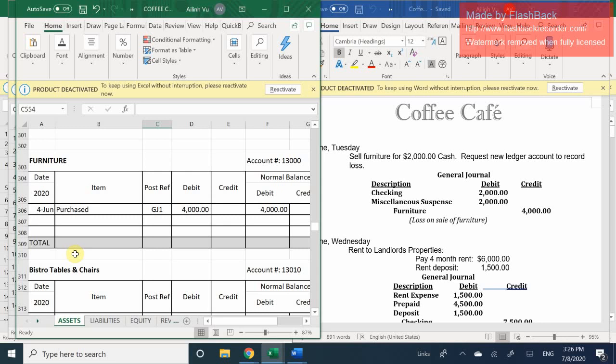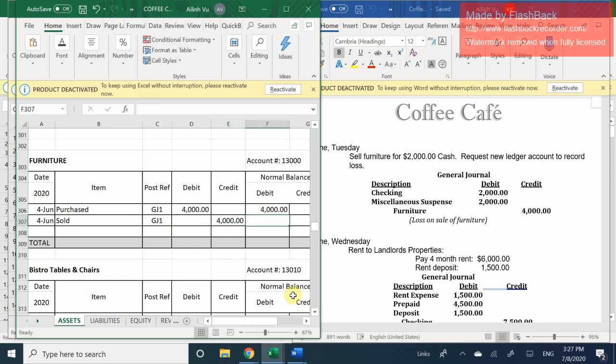I don't plan on keeping it, so I'm going to make sure that it's under my main account. So on 6/7, I'm going to say sold furniture. Sold. General Journal 1, and this time, what did I record it as? Did I record it as a debit or did I record it as a credit? This time it's a credit.